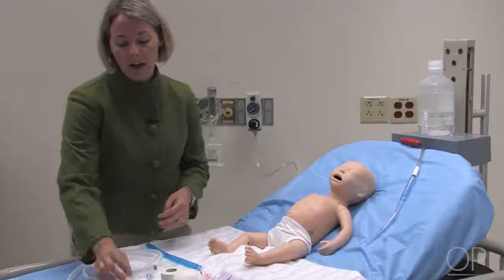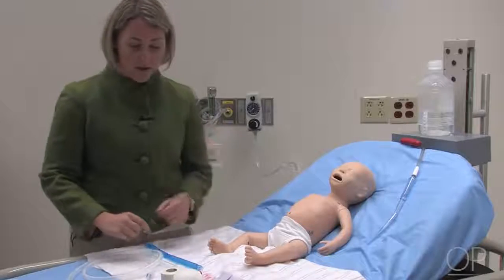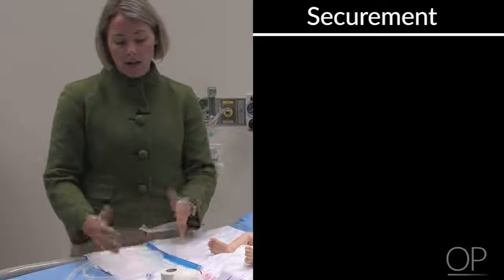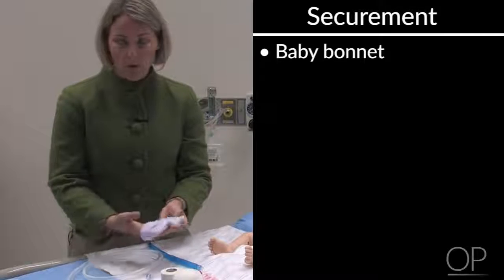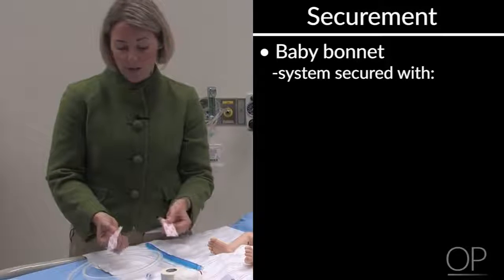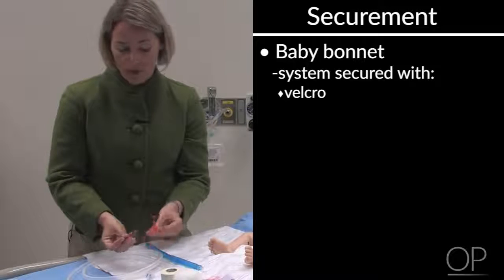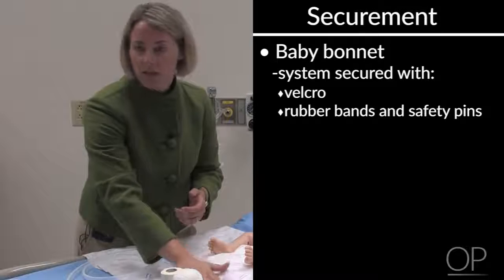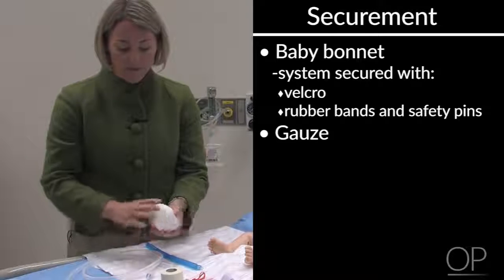You will also need to have a 10 ml syringe, which will be used to secure the tubing in place in your bottle. And you'll need some way to secure this interface to your patient. There are many commercially available products, such as a baby bonnet that will go over the head, and I'll show you this, which will allow the system to be secured with either Velcro, or you can make a securing system with rubber bands and safety pins. You could also choose to not use a bonnet and instead use some gauze to wrap the system in place.